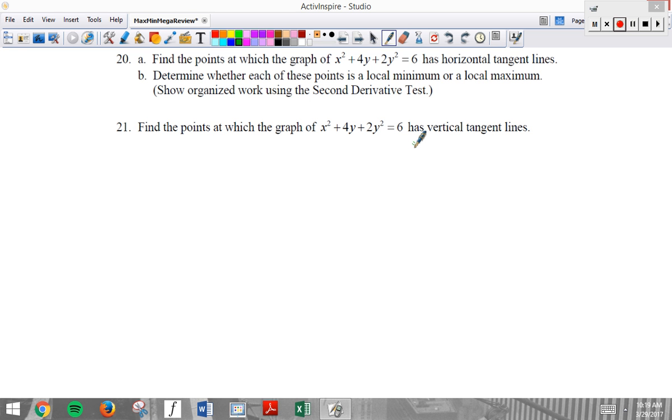Horizontal tangent lines, vertical tangent lines. I'll give you a hint. It's going to be implicit differentiation. Why don't you try it out? See what you can do.